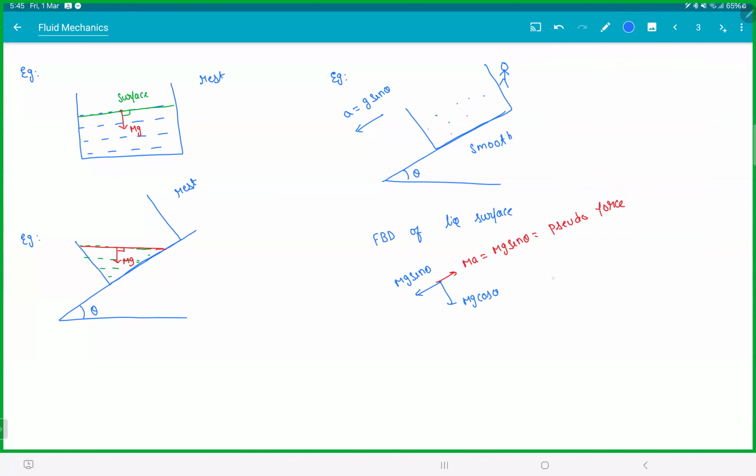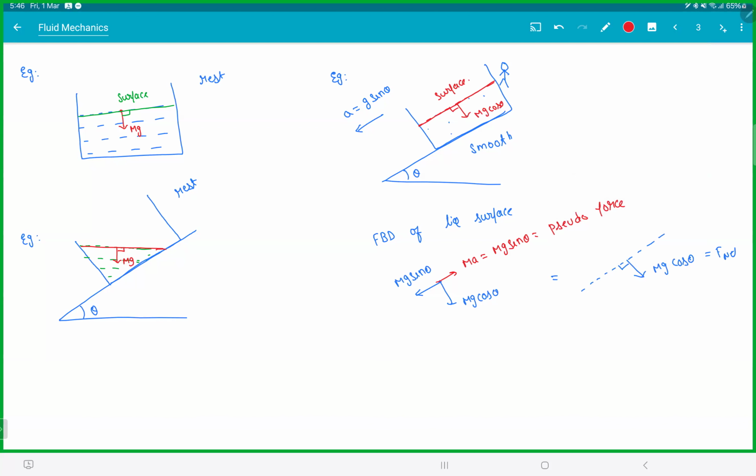Therefore, the net force would be mg cos theta. So the liquid surface will think the net force is mg cos theta. It should be perpendicular to this. So this is your net force mg cos theta. The liquid surface will be like this. It will be parallel to the incline.